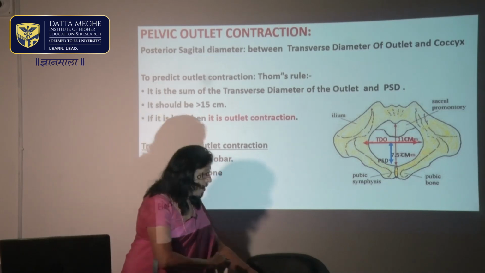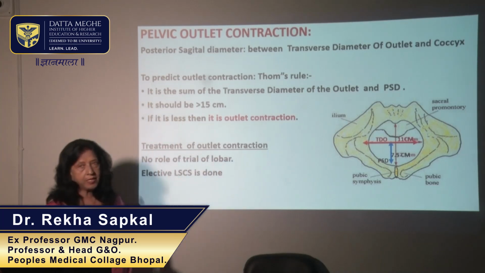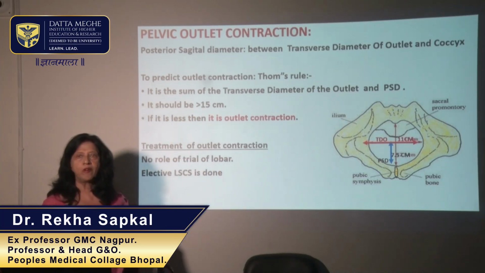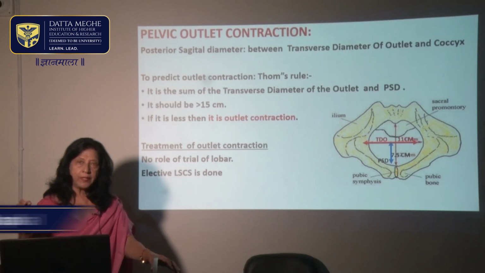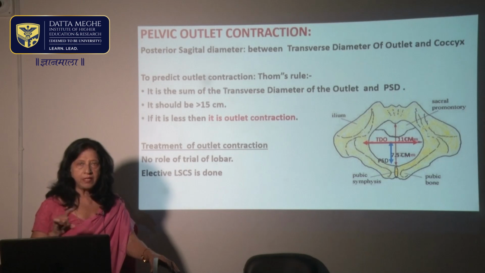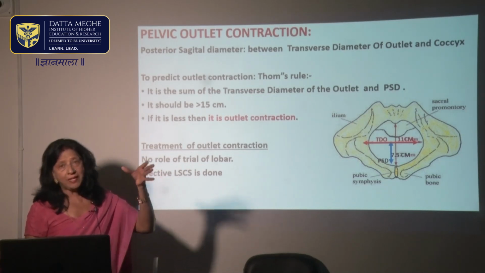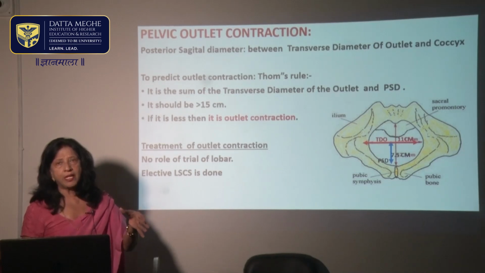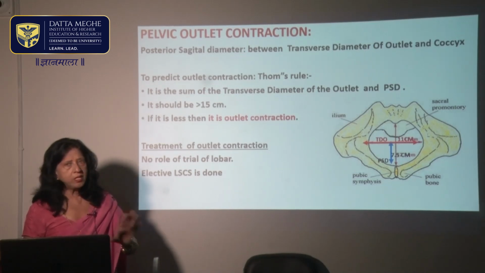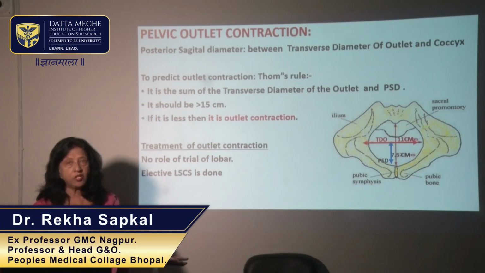Remember, for inlet contraction, borderline pelvis, there is trial of labor. But for outlet contraction, even if it is borderline, even if it is severe, whatever it is, never is a trial of labor given for outlet. Because by the time the head descends up to the pelvic outlet, the patient is already exhausted. So, there is no role of trial of labor. The patient has to bear down and she cannot bear down at the end of the second stage of labor.